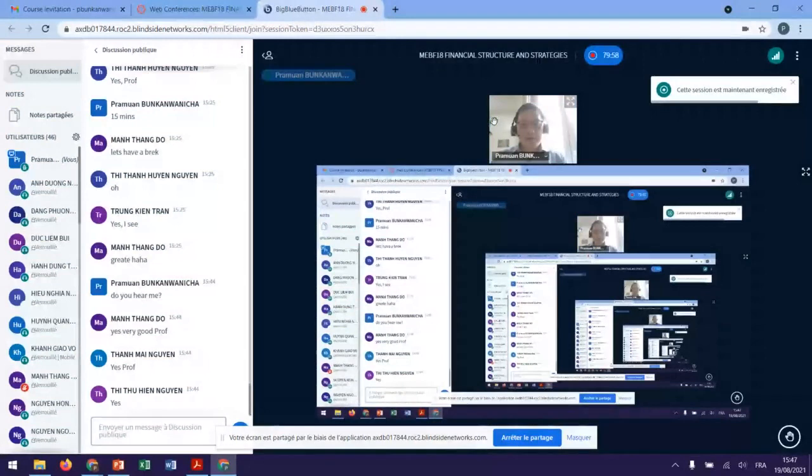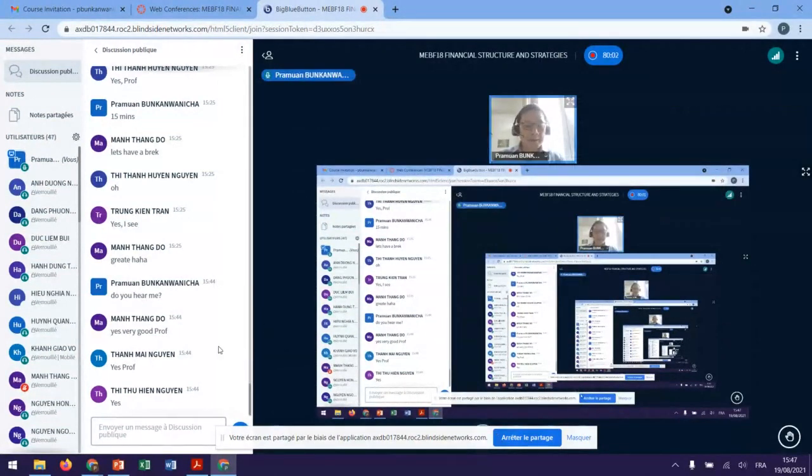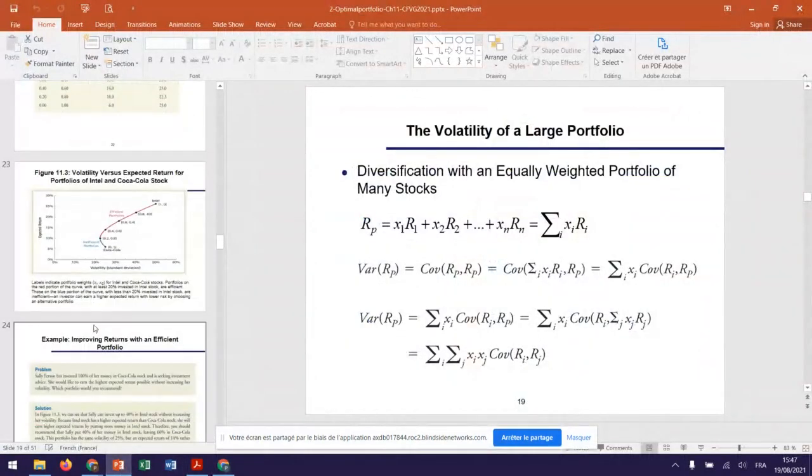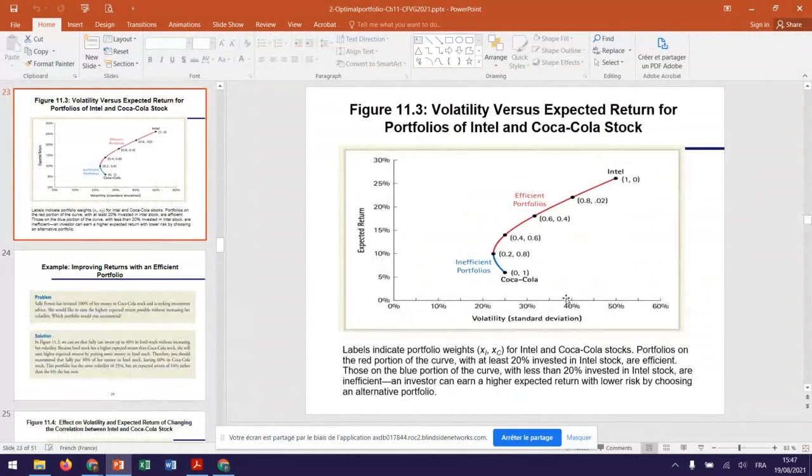Continue my recording. Okay, so let's now work on, as you can see here, the portfolios: efficient portfolios and inefficient portfolios of the two stocks. Let's now take an example of how you can improve return with efficient portfolios.